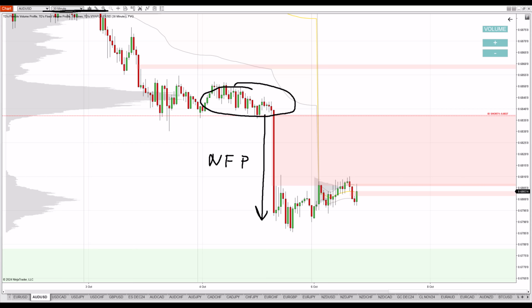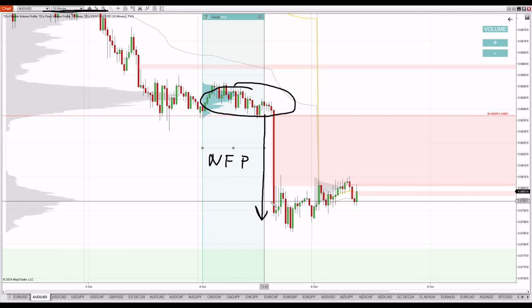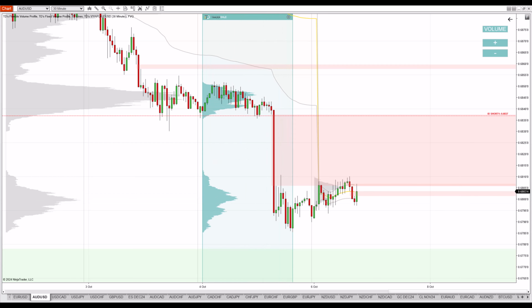So we have a heavy volume zone. Let me show you with the volume profile here, right, where sellers were active, and then the sellers pushed the price downwards. So it is the same scenario as on the euro dollar. We just need to wait for the pullback, for the price to reach the beginning of that heavy volume zone and go short from there.